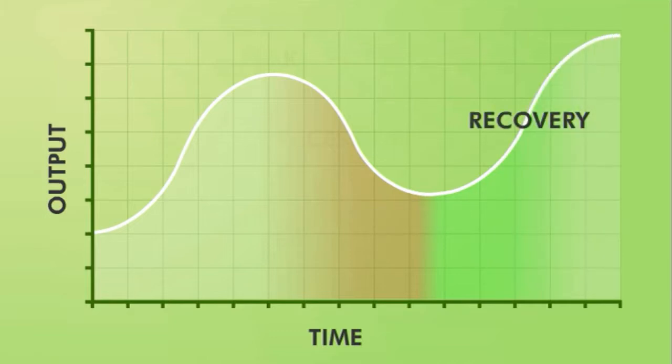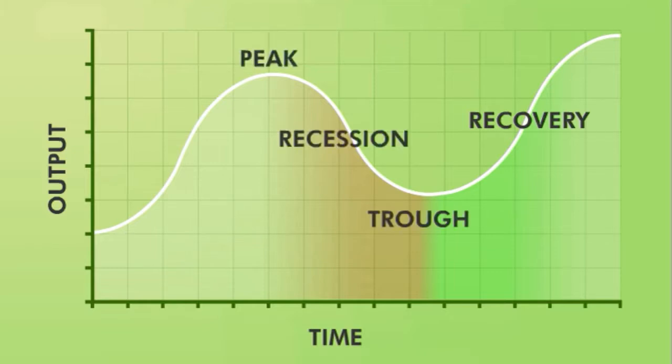After the economy has reached bottom, the recovery phase occurs. In this phase, output and employment levels begin to rise again. Let's look at some historical behavior of the U.S. economy and identify the phases of the business cycle.